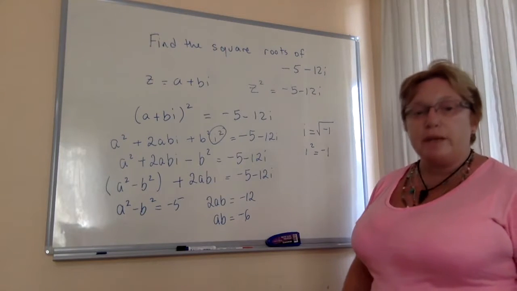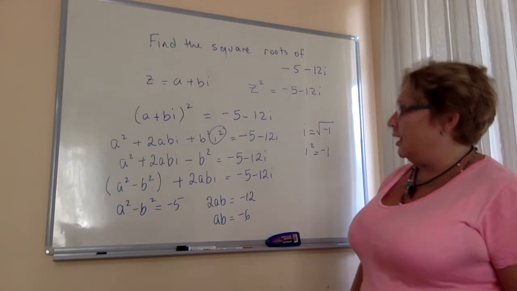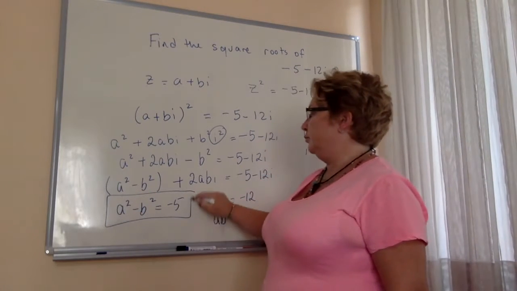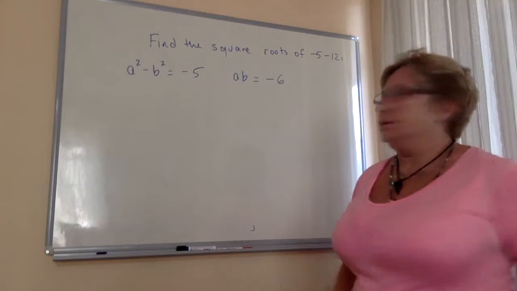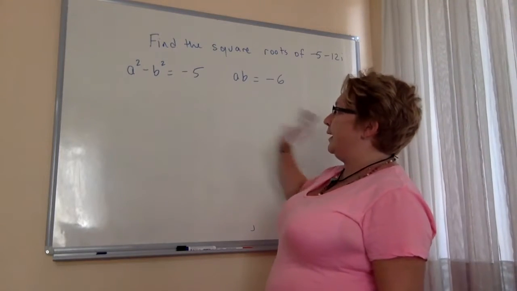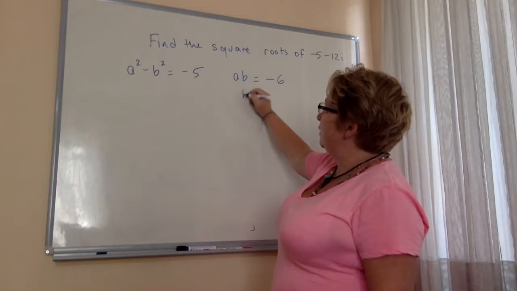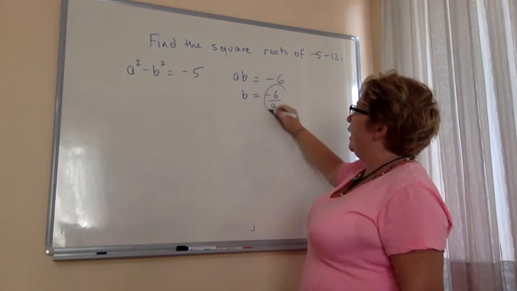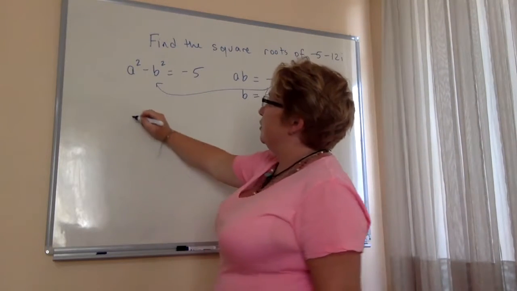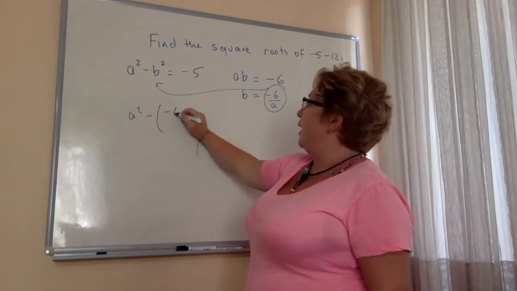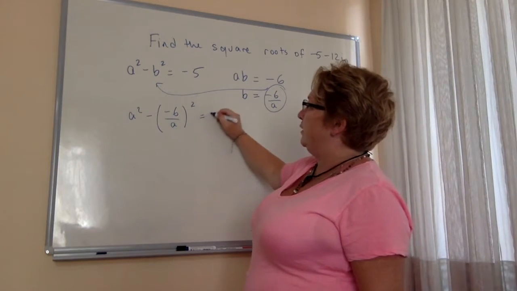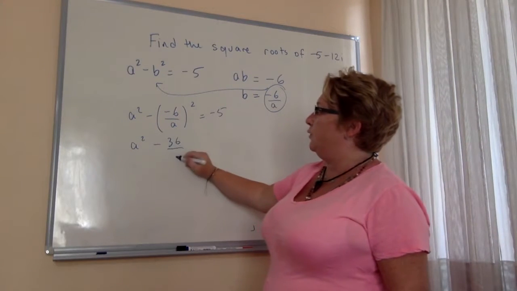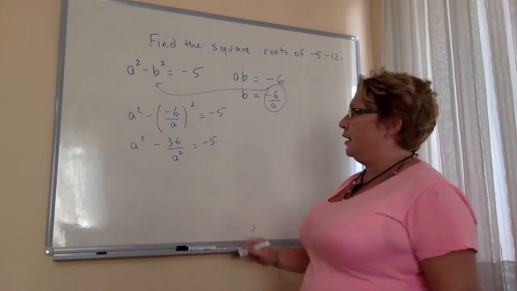So now I've got two equations and two unknowns, and I'm looking for a and b that satisfy these two equations. So let me try to isolate b here on the right-hand side, and I'll get minus 6 over a. And I can just plug this in here. So I get a squared minus 6 over a quantity squared equal to minus 5. This will give me a squared minus 36 over a squared equal to minus 5.